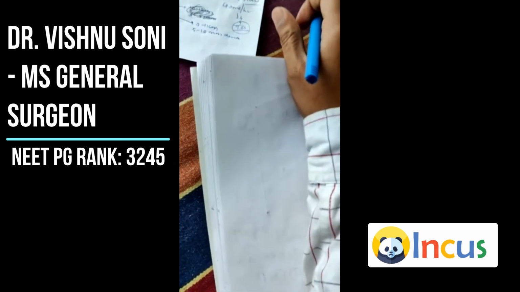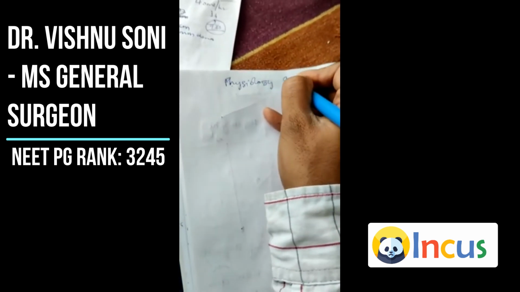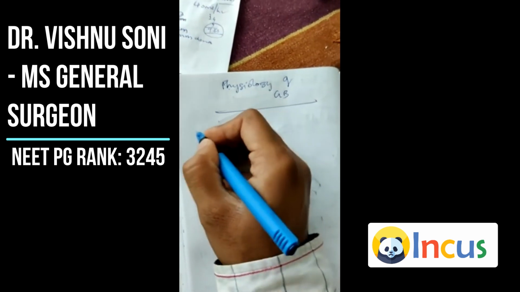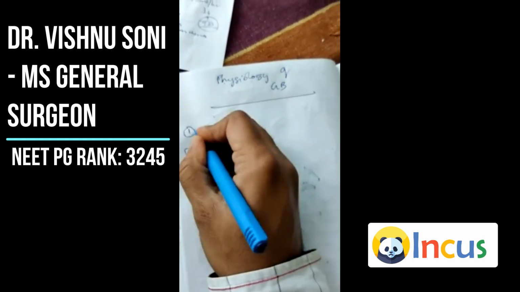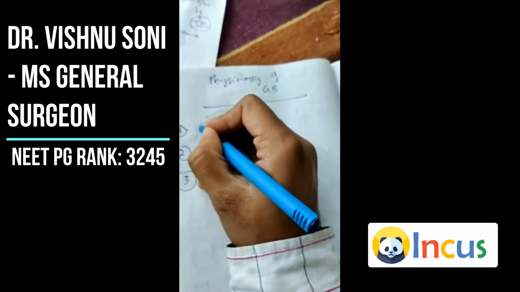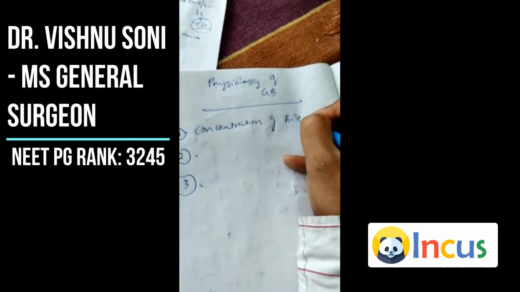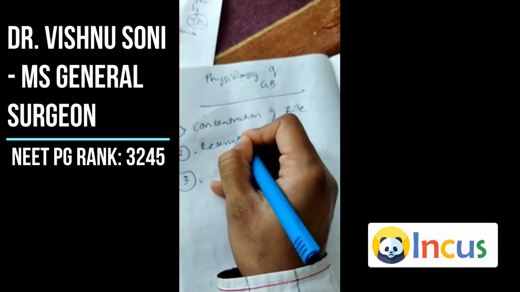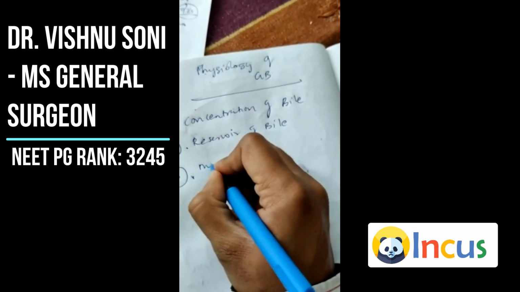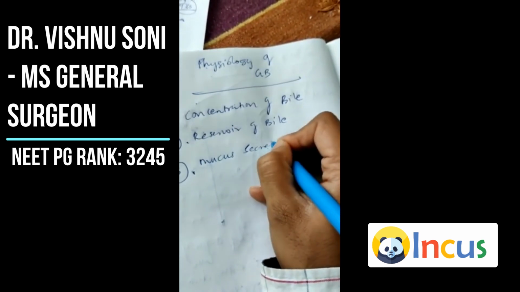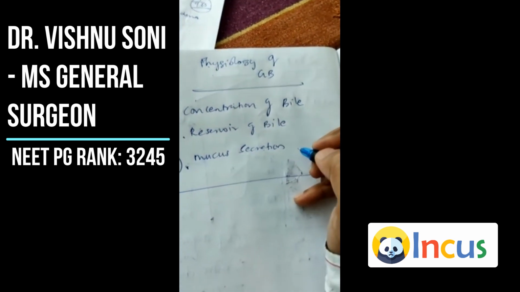Now continuing with physiology. Physiology of the gallbladder. What is the main function of the gallbladder? Always remember the three main functions. One is concentration of bile. Other one is a reservoir of bile. And third one is mucus secretion. Three functions: reservoir of bile, concentration of bile and mucus secretion.